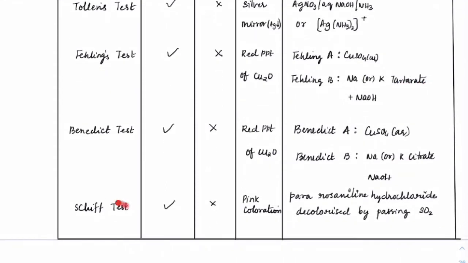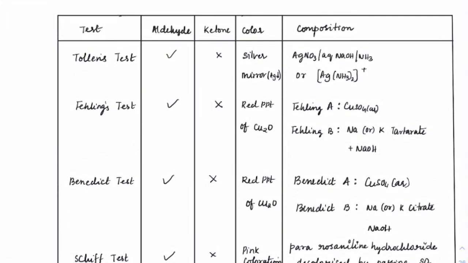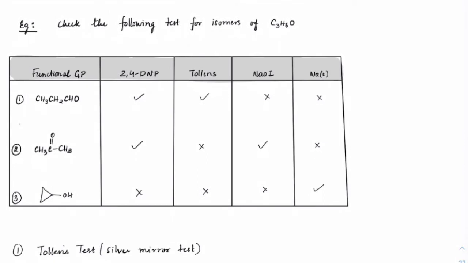Last, Schiff test. Schiff test is done by a compound called para-rosaline. So para-rosaline will give you a pink coloration if at all it is treated with aldehydes. So this is the basic summary of the test. Now we'll go one by one here and see how the Tollens test, Fehling's and all of them work.